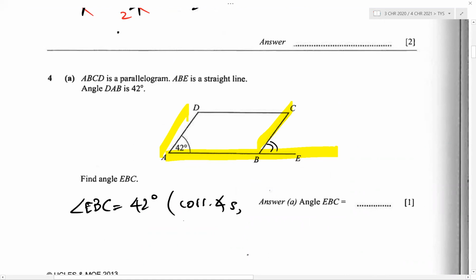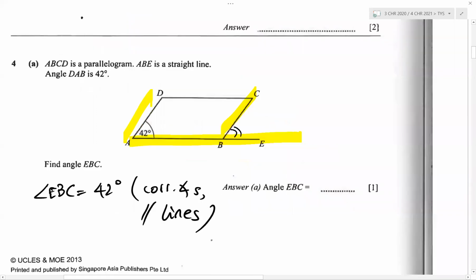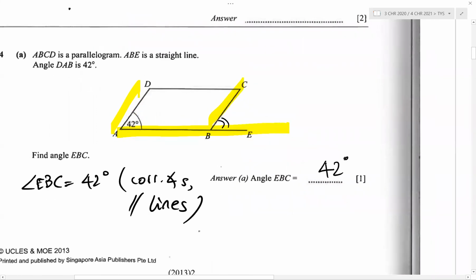Corresponding angles, parallel lines. What happens if you do not write the reason? Perhaps nothing happens and you get 1 mark. It depends on the Cambridge marker. But what we have always taught Singaporean students is that you must write down the reason. If you don't write down the reason during your prelims, minus 1 mark. Only 1 mark. 1 mark minus 1 mark, how many marks? 0. But I will minus 1 for the overall paper.